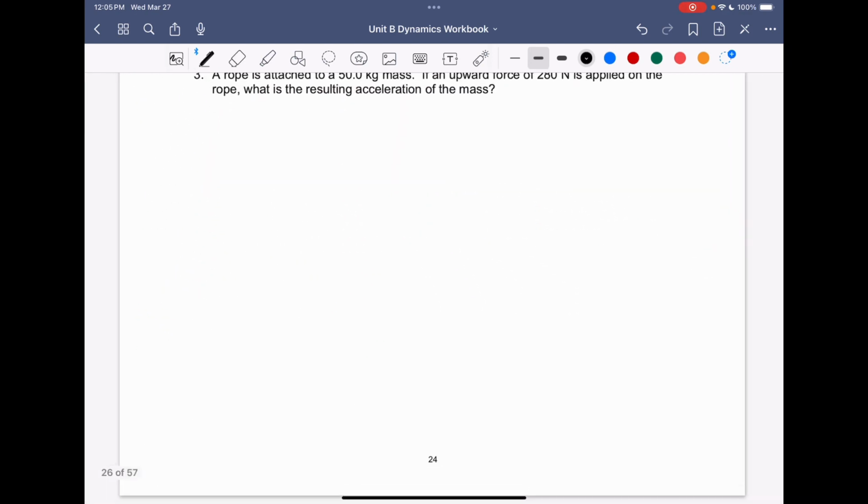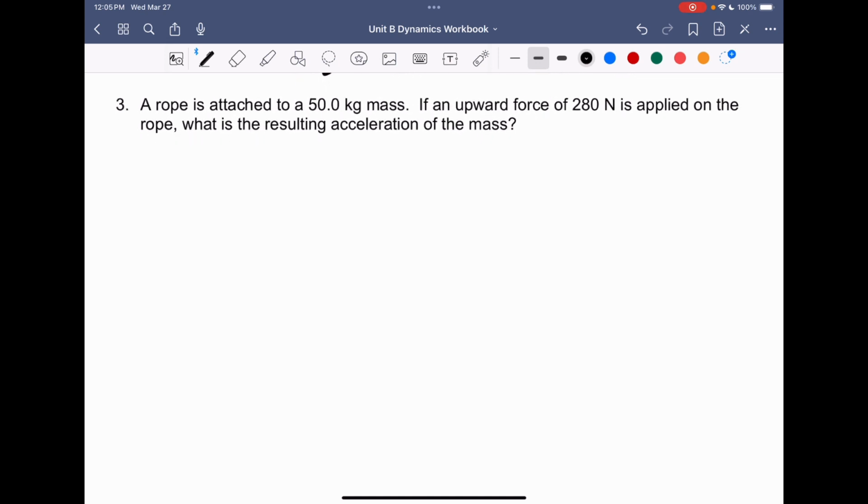Okay, whoa, skipping around a little bit. Okay, now let's go on to the third problem here. Another example that deals with the same similar concept, but maybe just asking for something slightly different. A rope is attached to a 50 kilogram mass. If the upwards force of 280 newtons is applied on this rope, what is the resulting acceleration of the mass?